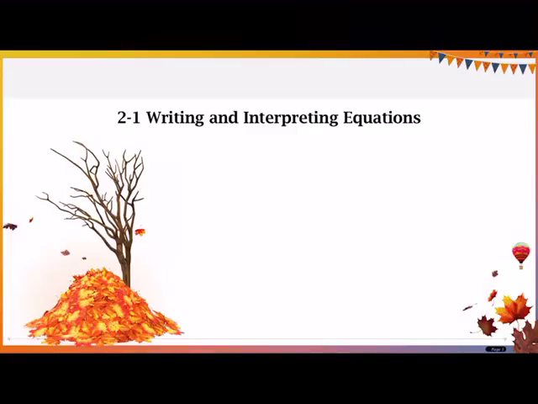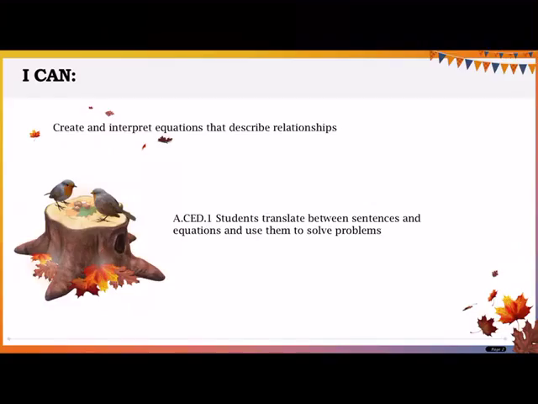Hello and welcome. We are starting 2-1, so we're starting Module 2, the first section of Module 2, Writing and Interpreting Equations. So I can create and interpret equations that describe relationships, and this is standard ACED 1. Students translate between sentences and equations and use them to solve problems. We're going to just start with translating today.